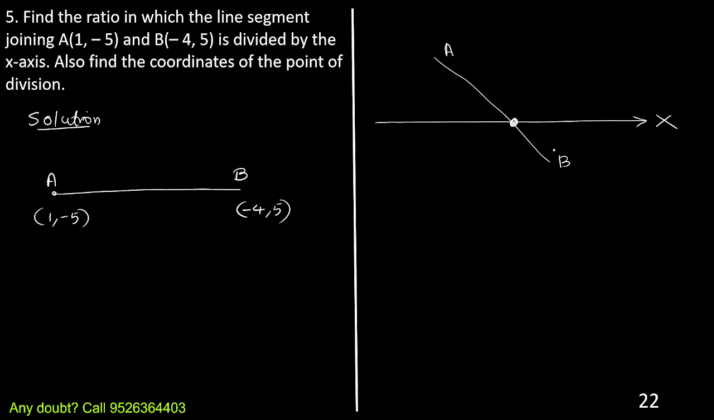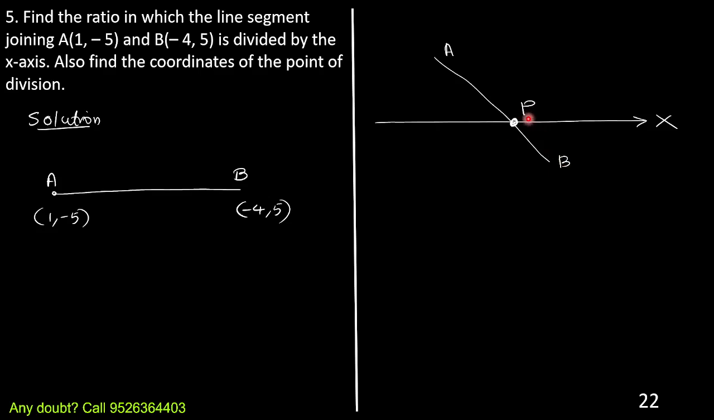Clear? AB is an inclined line. For our convenience, I have drawn it as a horizontal line segment, but AB is actually an inclined line. It is cut by the x-axis at some point, say P. We have to find the ratio AP is to PB. In what ratio does the x-axis cut AB? Let the point be P. We have to find AP is to PB. Also, the coordinates of P we have to find out.